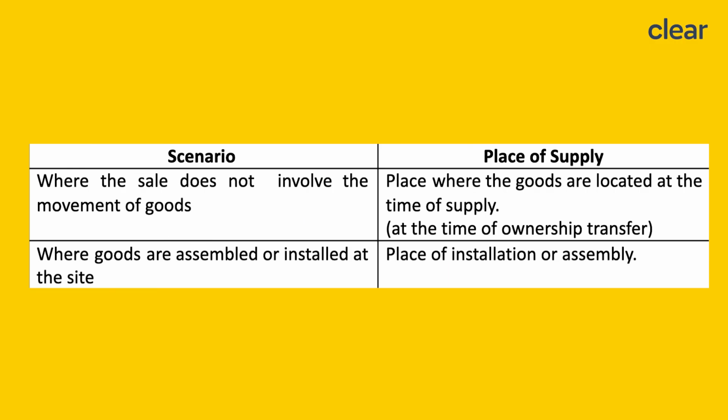Where the sale does not involve movement of goods, then the place of supply shall be the place where the goods are located at the time of supply, that is, at the time of ownership transfer. Secondly, where goods are assembled or installed at a site, then the place of installation or assembly shall be the place of supply. Let me explain these with some examples.